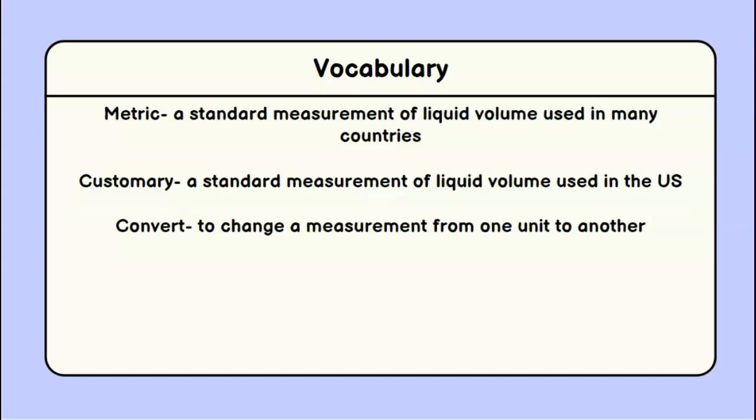Some vocabulary for this topic is the word metric. A metric unit is a standard measurement of liquid volume used in many countries. A customary unit of measurement is a standard measurement of liquid volume used in the United States. And when I say the word convert, that means that I'm changing a measurement from one unit to another unit.